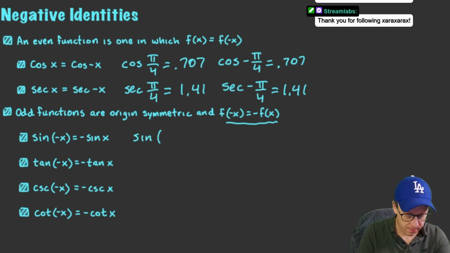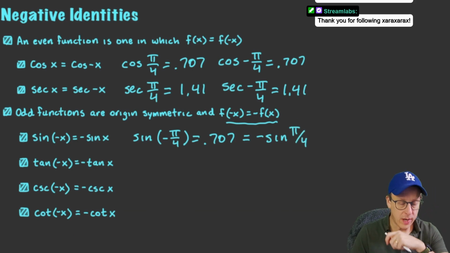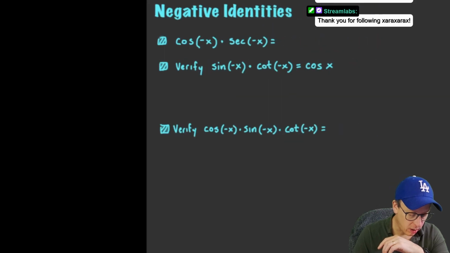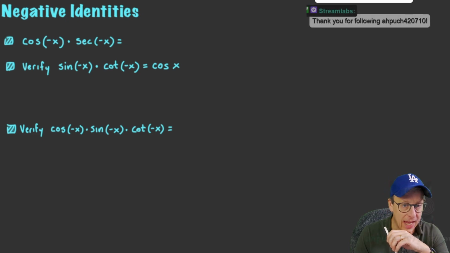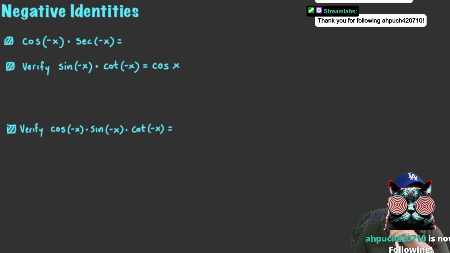So if we have sine of negative pi over 4, this is going to be equal to 0.707, and the same is going to be true, I'll just put an equal sign here, negative sine of pi over 4. Okay, so there we go, and that will apply for all of those. Now what we can do is take these different rules and apply them again to dramatically simplify our complex formulas.